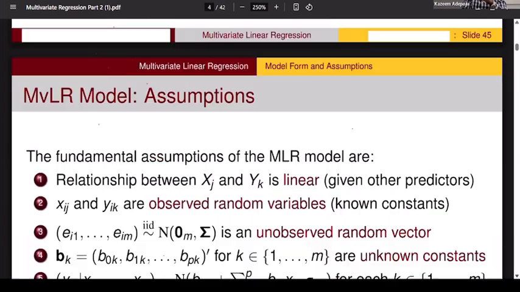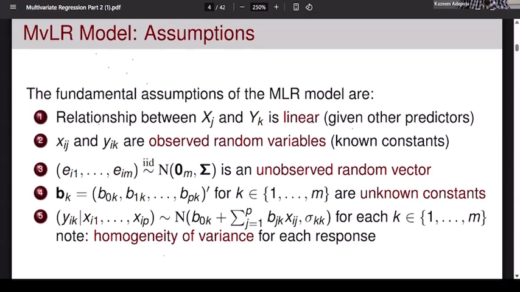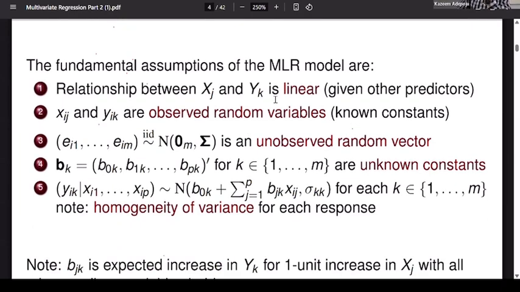Now, whenever we specify a model within a statistical framework, we normally also state assumptions. What makes a model great is when all assumptions are met. What if I ask you in the exam, what are the assumptions of multivariate linear regression? I'm expecting you to state all of these. You can see them here. These are the assumptions, then the homogeneity of variance for each response.